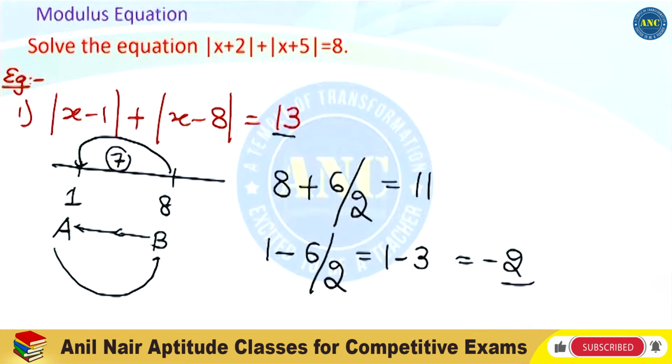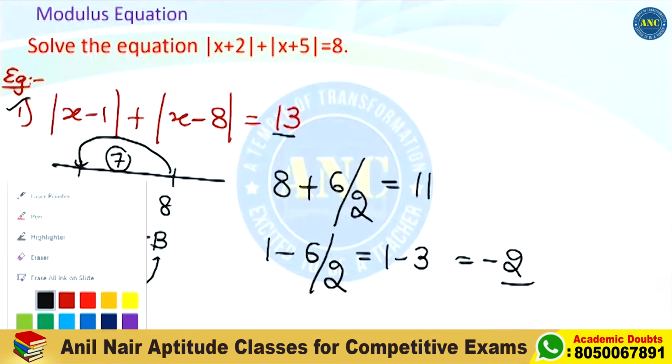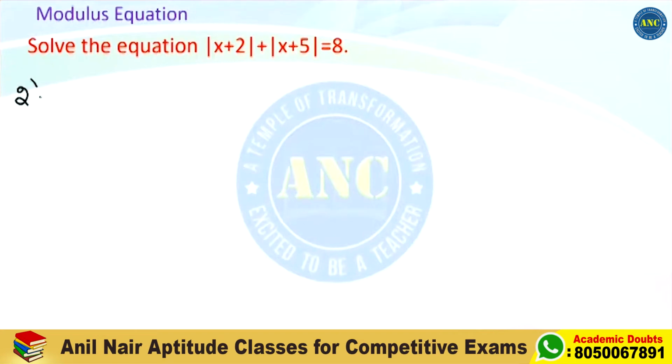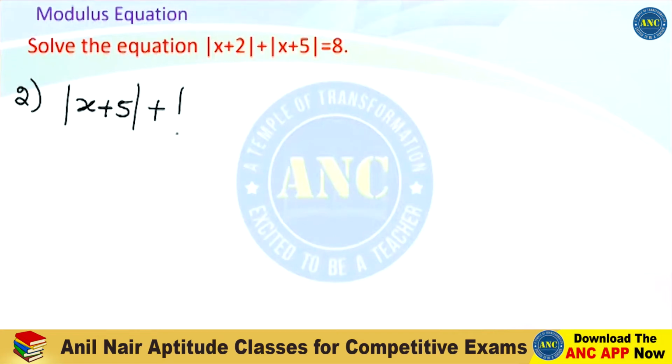I hope the idea is clear. Still we will solve a lot of problems. Just an introductory question: mod of x minus 1 plus mod of x minus 8 equals 13. Next, one more example. Mod of x plus 5 plus mod of x minus 4 equals 9.